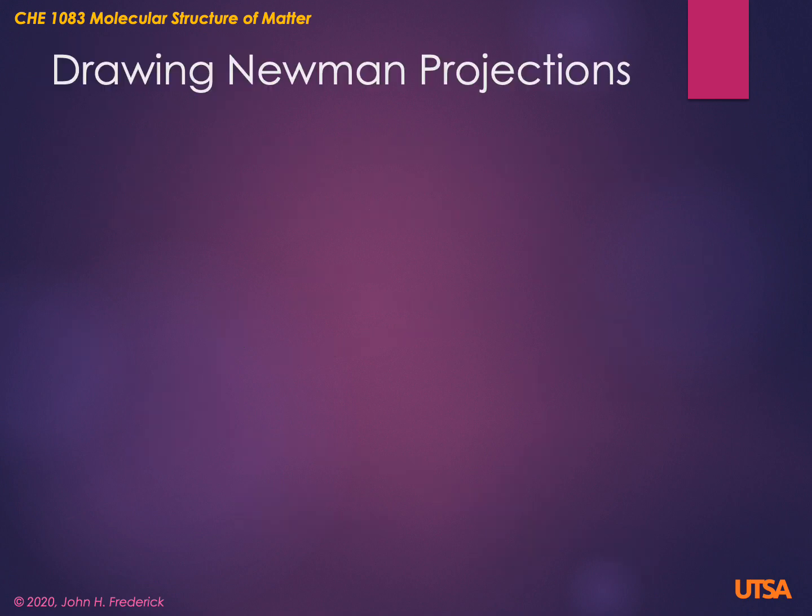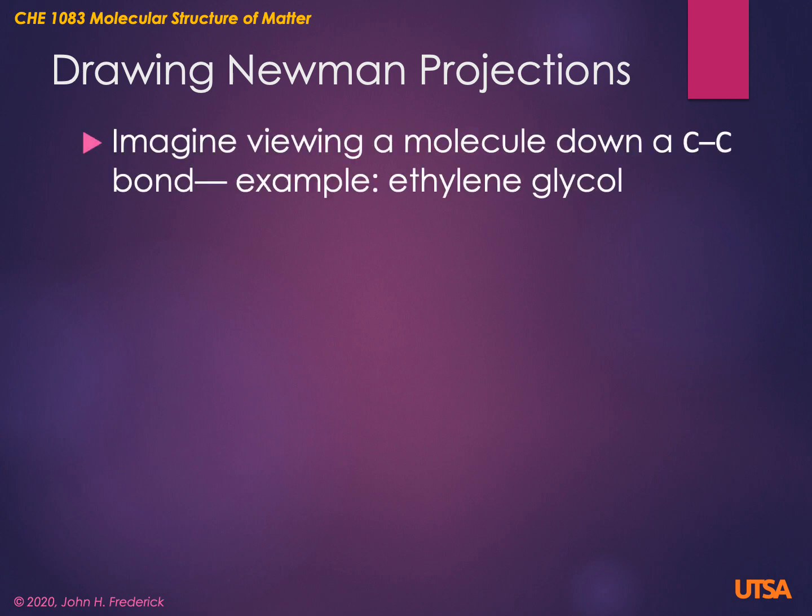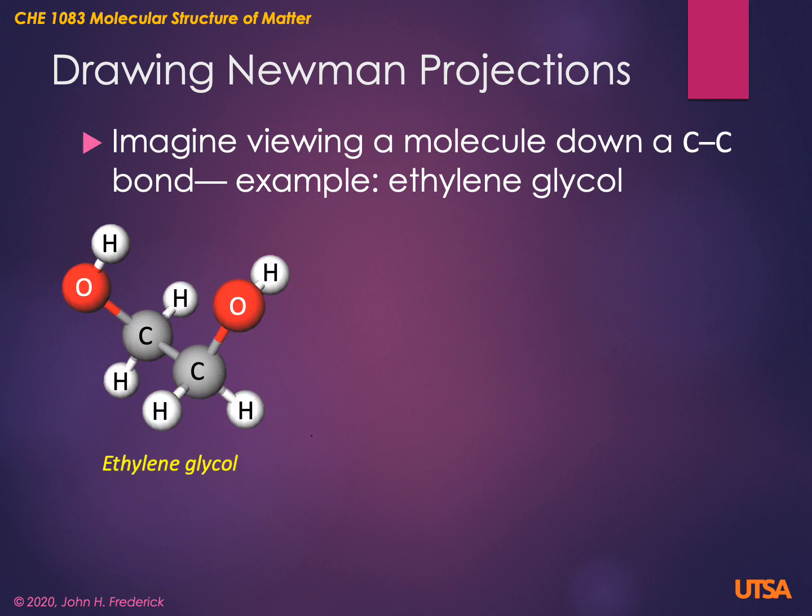So in order to better visualize these things, we're going to introduce a concept called Newman projections. We're going to imagine that we're viewing a molecule down a carbon-carbon bond. So we'll start with a molecule like ethylene glycol. This is actually an active ingredient in antifreeze. And we're going to look down that carbon-carbon bond from this direction.